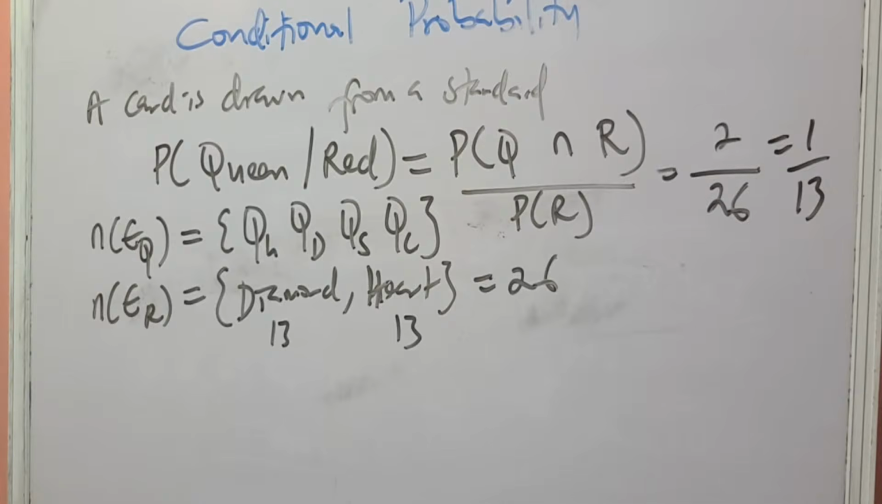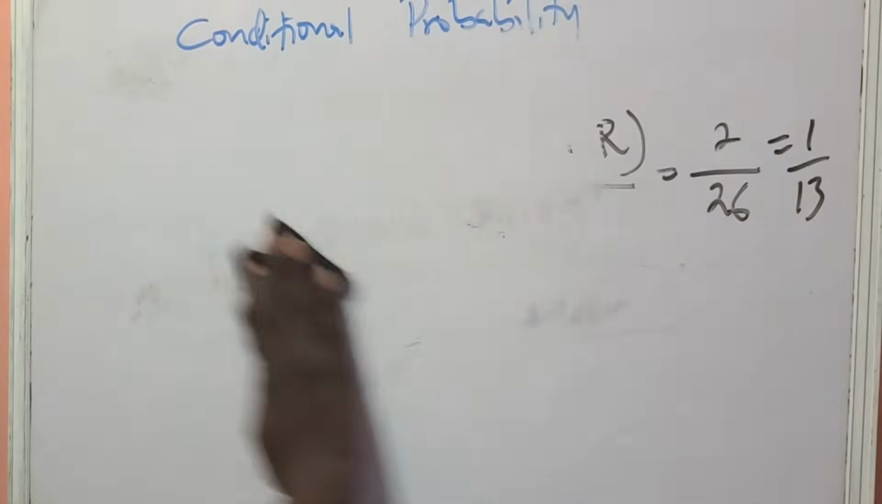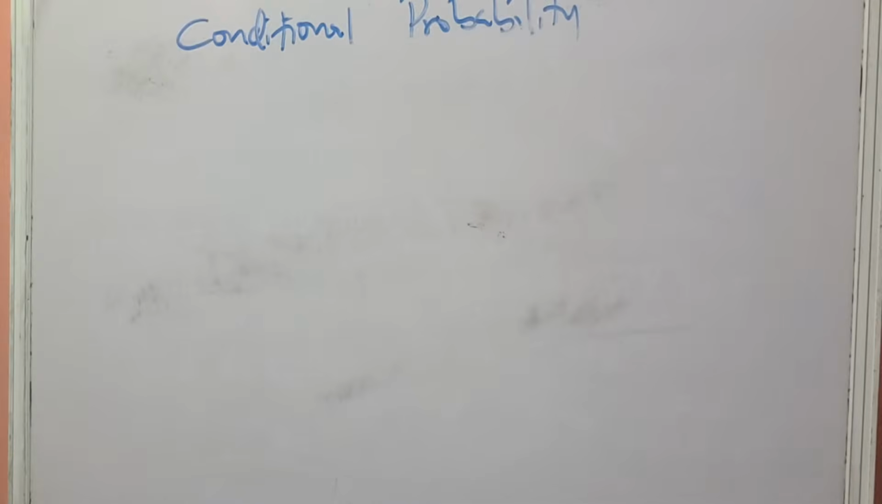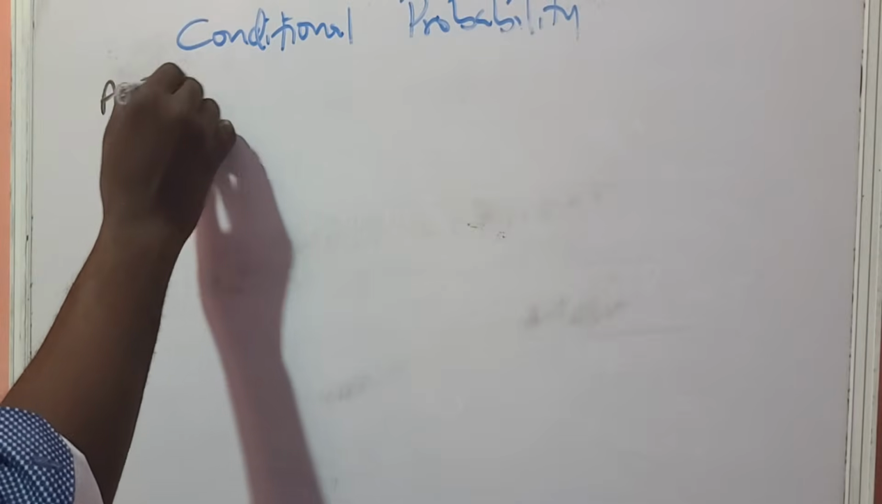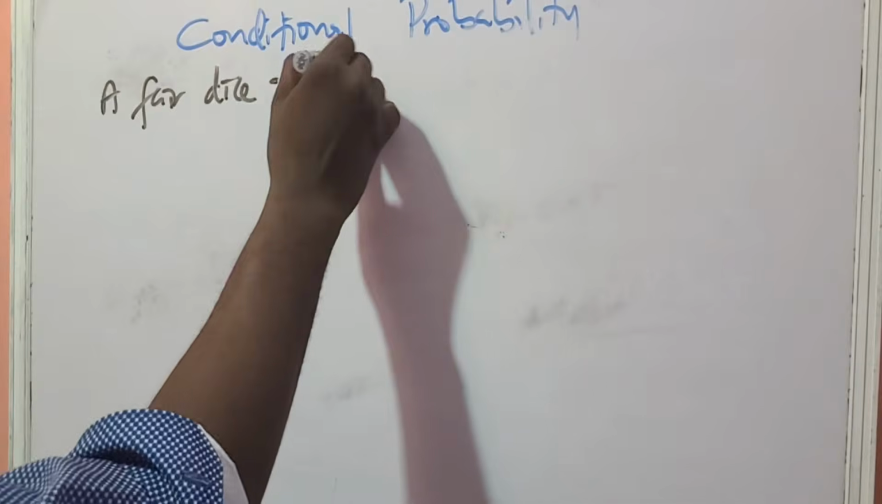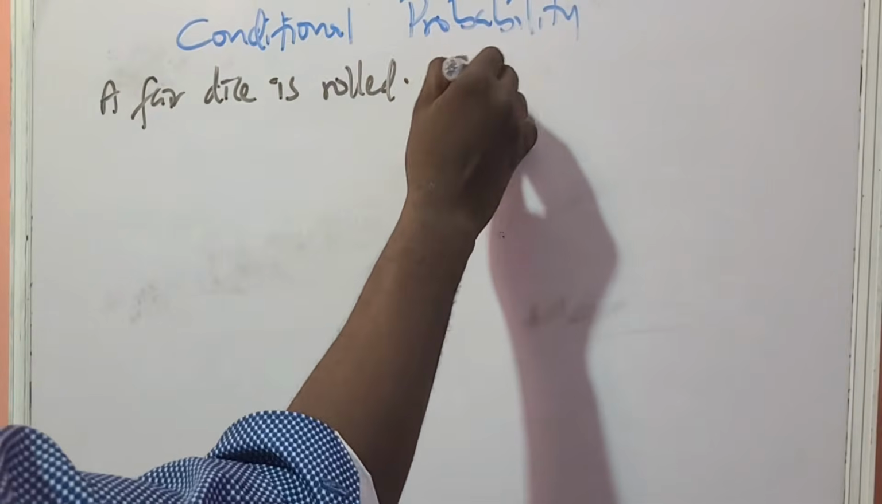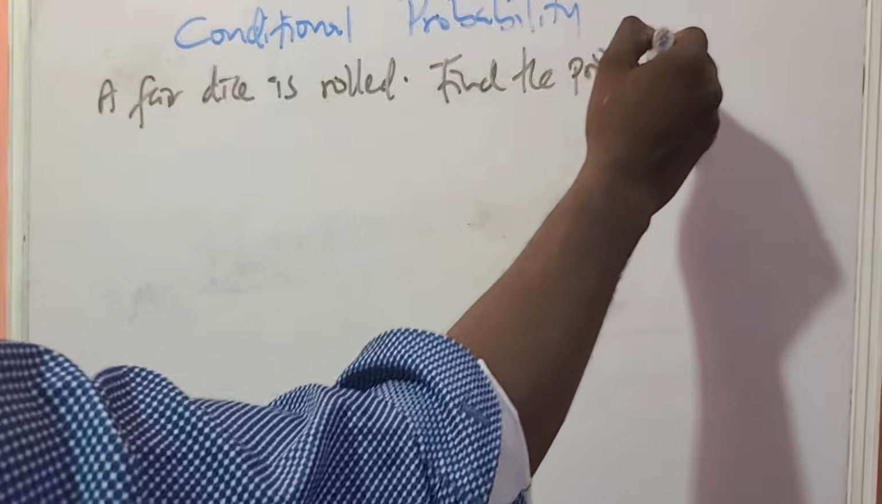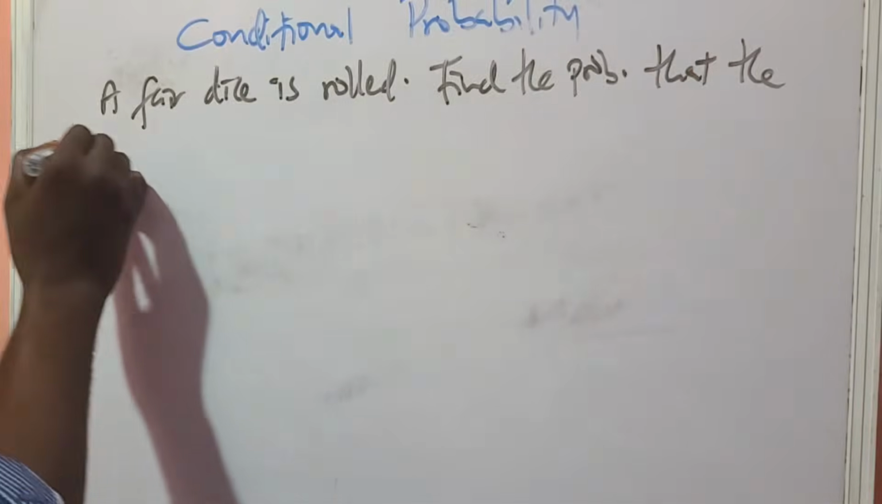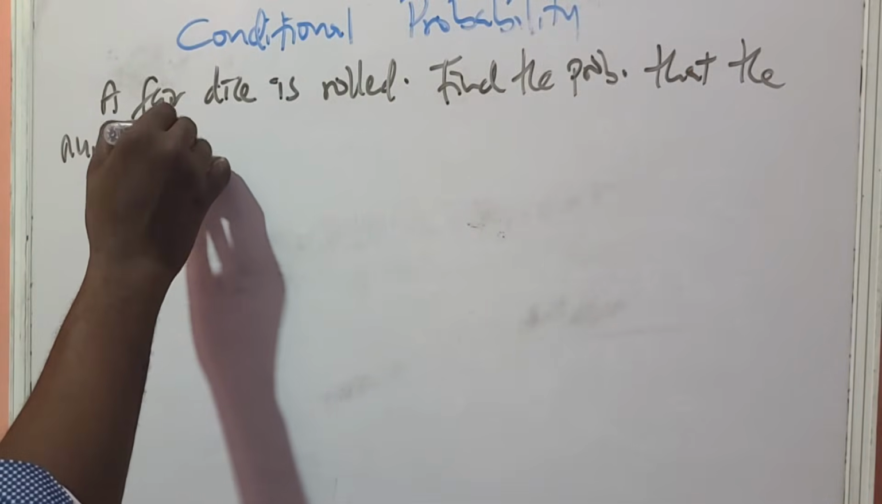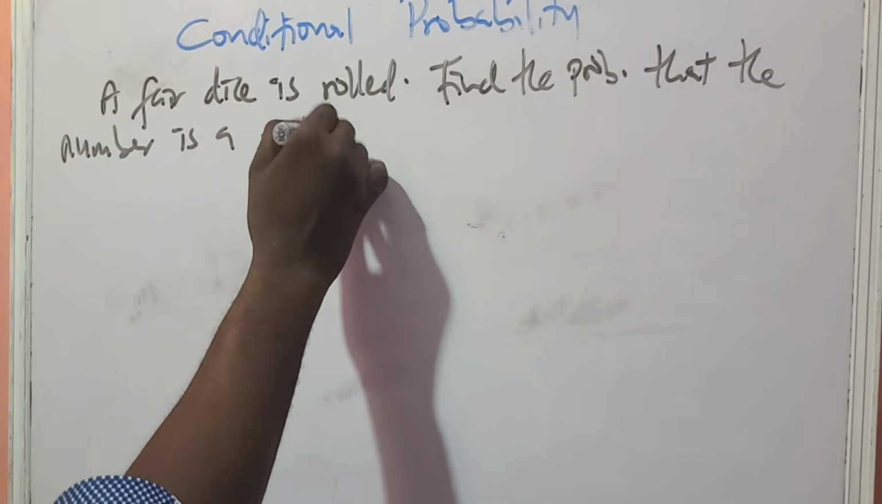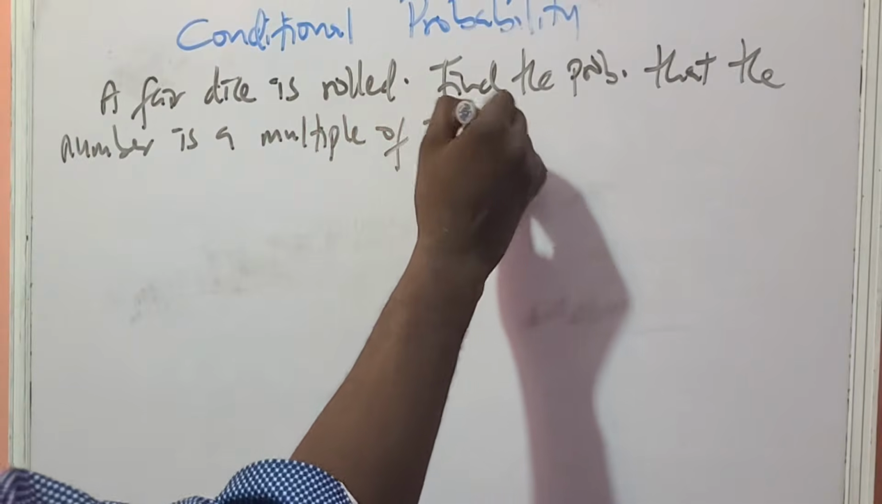A fair die is rolled. You have to find the probability that the number is a multiple of 3, given that it is even.